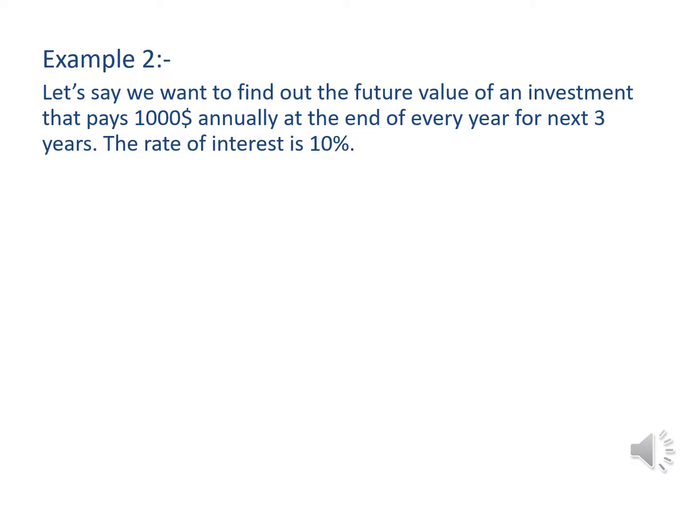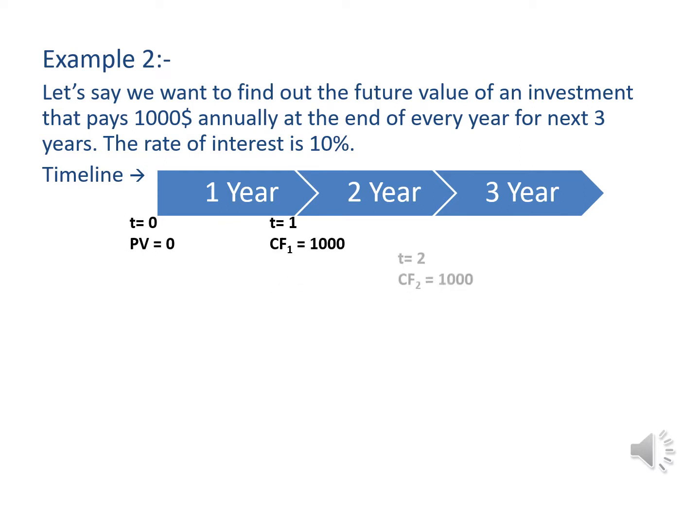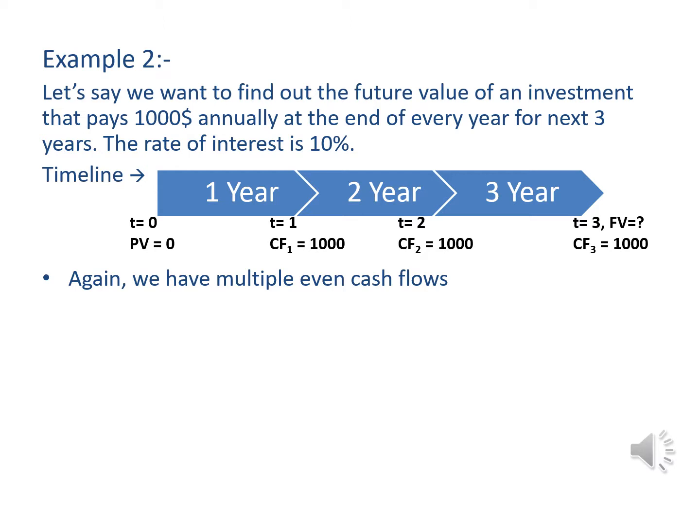Example 2. Let's say we want to find out the future value of an investment that pays $1,000 annually at the end of every year for the next 3 years. The rate of interest is 10%. Let's draw a timeline. Again, we have multiple even cash flows starting from the end of year 1.